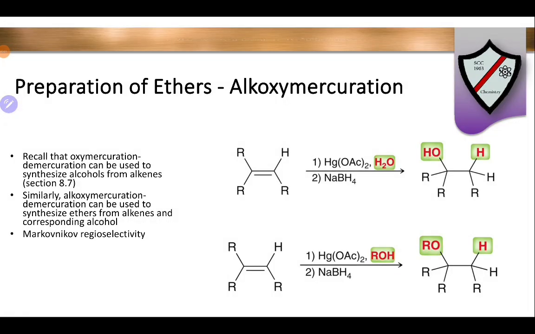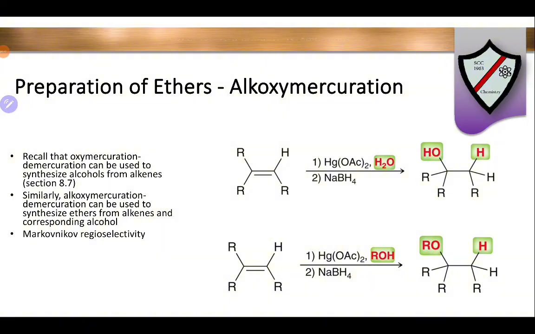Another route to ether synthesis is alkoxymercuration, just like we saw with preparation of alcohols. So we learned back in chapter 8 that if we take an alkene and treat it with mercury acetate followed by water and some reductant such as sodium borohydride, then we get a hydration of the alkene and we get a hydroxyl group or an alcohol group added to the Markovnikov side of the double bond, and because we use the alkoxymercuration, we don't have to worry about any carbocation rearrangement.